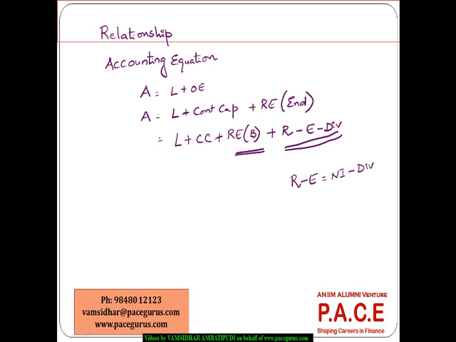So overall, joining all the five elements, I can write assets equal to liabilities plus the owner's equity. It can be broken down into the contributed capital plus retained earnings at the beginning of the period plus revenue generated during the period minus expenses incurred during the period minus the dividends that are paid during the period.